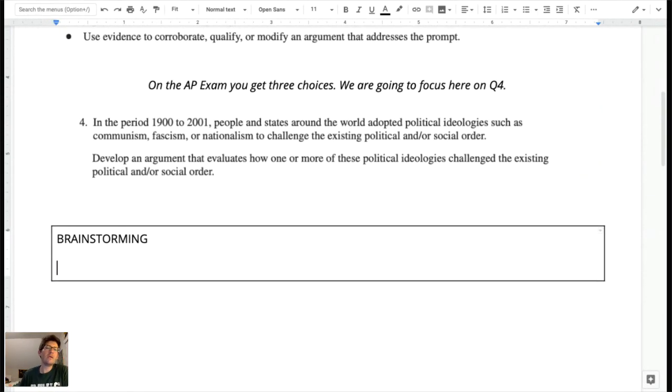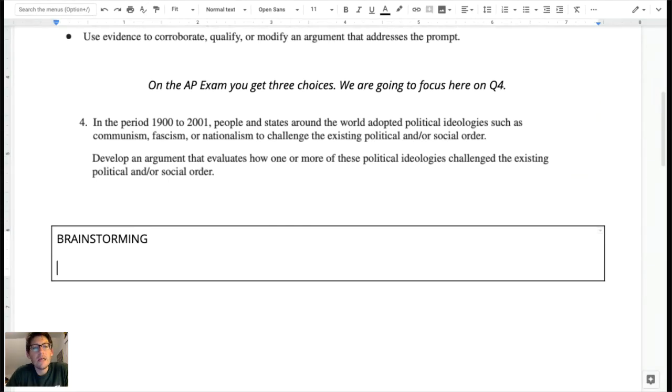It says, in the period 1900 to 2001, people and states around the world adopted political ideologies such as communism, fascism, or nationalism to challenge the existing political and or social order. So it's basically giving you a little heads up: here are some ideologies you might want to write about. They challenge the existing political order, how governments operated and how states interact with one another, or they challenge the social order, or both, meaning social hierarchy perhaps, or how people interact.